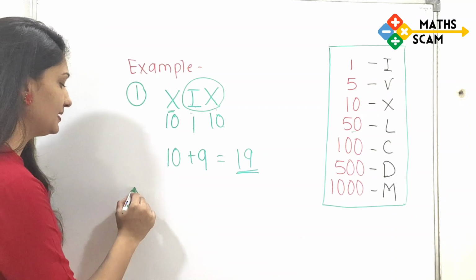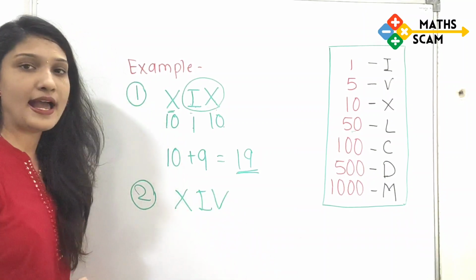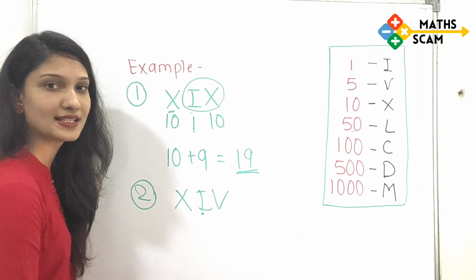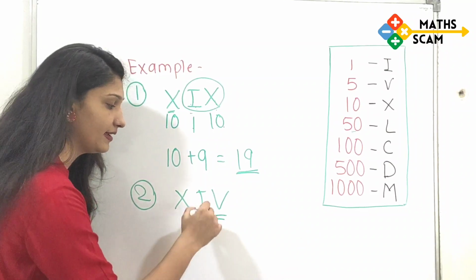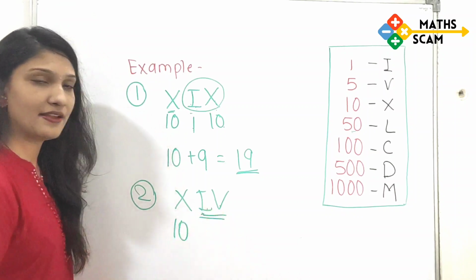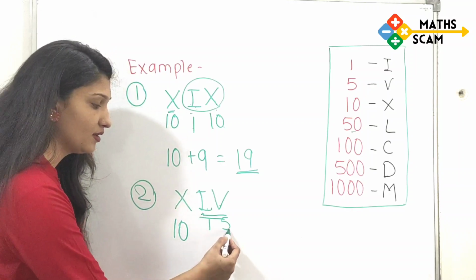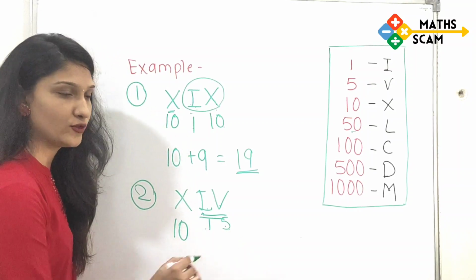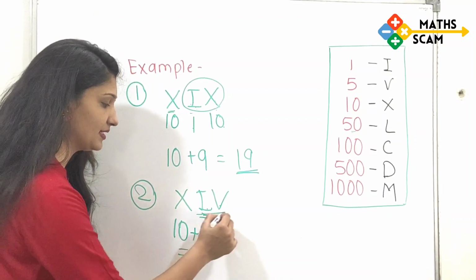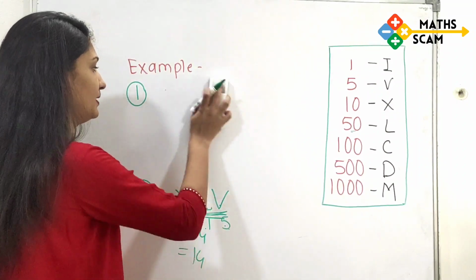Okay. Next we'll see XIV. So this I will be subtracted from its next larger number. So X is 10 and IV, that is V is 5, I is 1. So 1 will be subtracted from 5. So 5 minus 1, 4. So 10 plus 4, 14. So this number is 14. Understood? One more example.